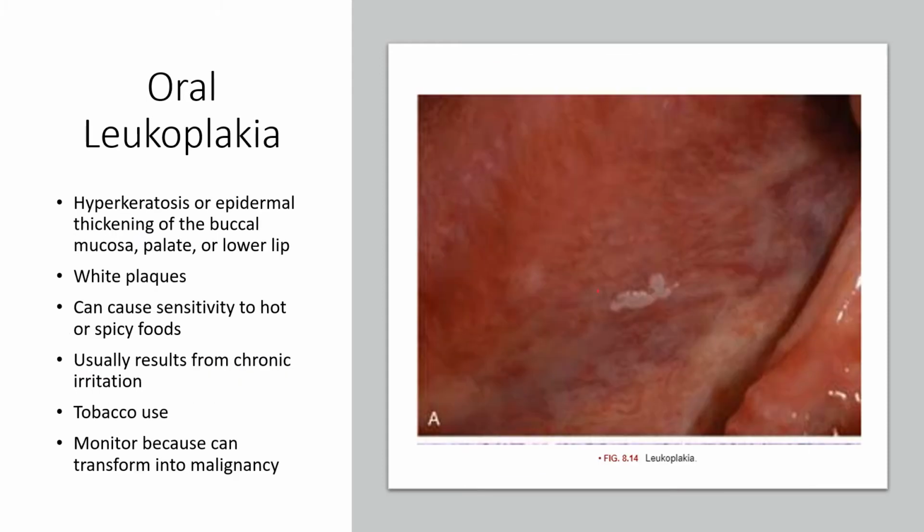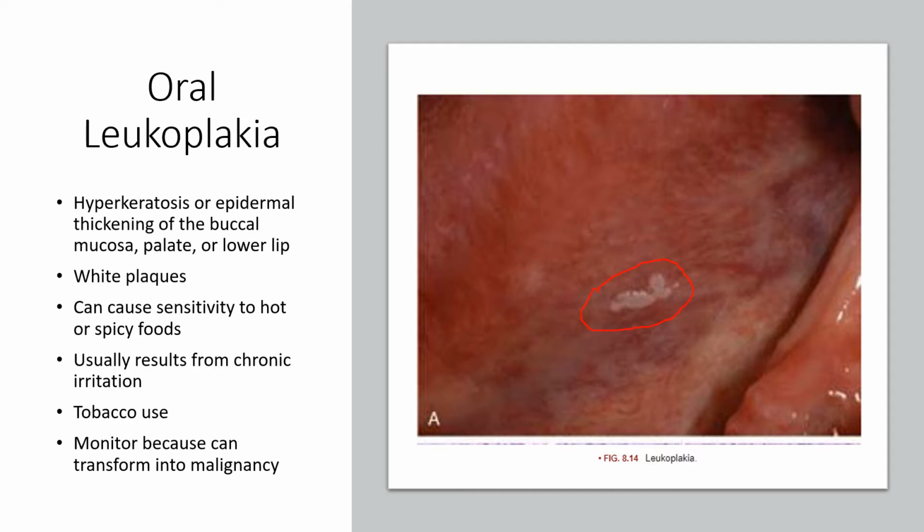Oral leukoplakia, which can be seen in this picture as the white lesion that I just circled inside of this patient's mouth, is due to hyperkeratosis, or epidermal thickening, of the buccal mucosa, the palate, or the lower lip. So again, this is a white plaque that's thickened and hardened, and it's part of the mucous membrane in the mouth. It usually takes several weeks to develop, and it can vary in size. They can be smaller, or they can be very large. At first, the patient is relatively asymptomatic, but as the leukoplakia progresses and gets larger, the mucous membranes can become rougher, harder, and whitish gray, and very sensitive to hot or spicy foods.